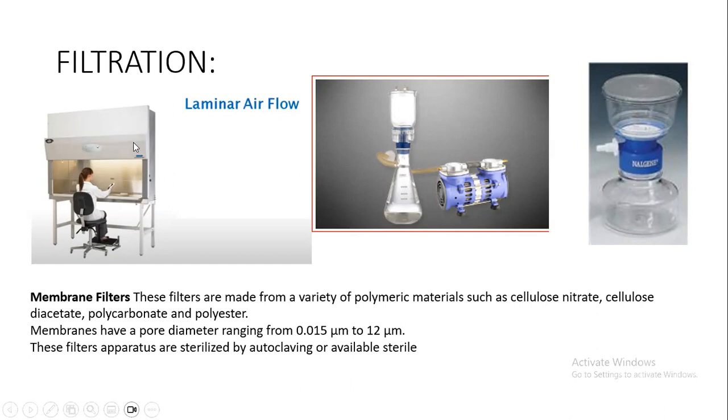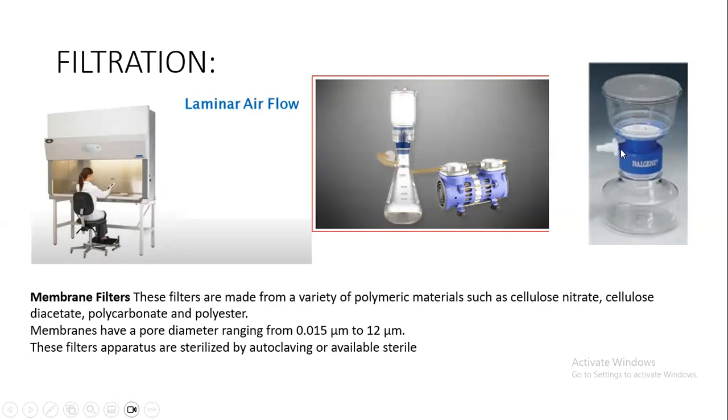Laminar airflows also have the presence of UV light that will help in killing the vegetative cells. Then this apparatus that you can see is a membrane filtration unit. It consists of a lower flask or container and an upper container in which you put the sample that you want to sterilize. In between the two is a membrane which has a pore size of about 0.015 micrometer to 12 micrometers, which is very small compared to even the size of a bacterial cell.